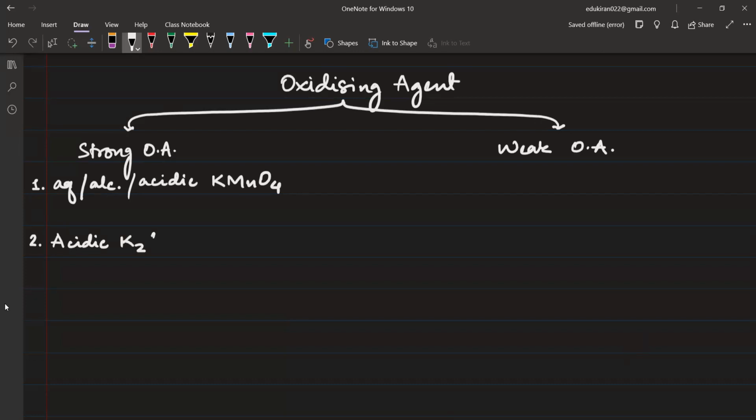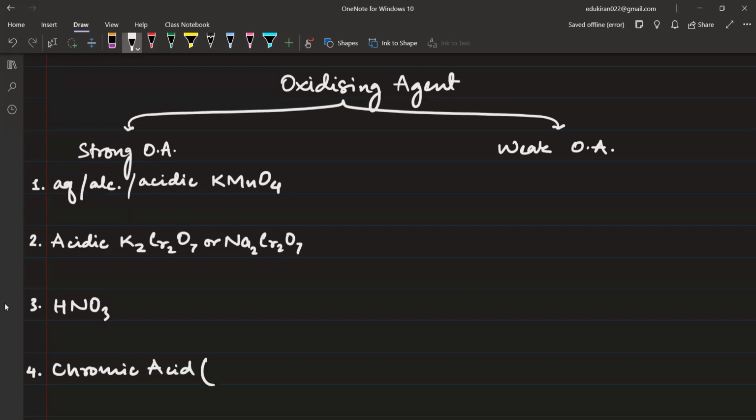Acidic K2Cr2O7 or Na2Cr2O7. Potassium dichromate and sodium dichromate. Right, the third one, nitric acid HNO3, also a strong oxidizing agent. Right, the fourth one, chromic acid, H2CrO4.